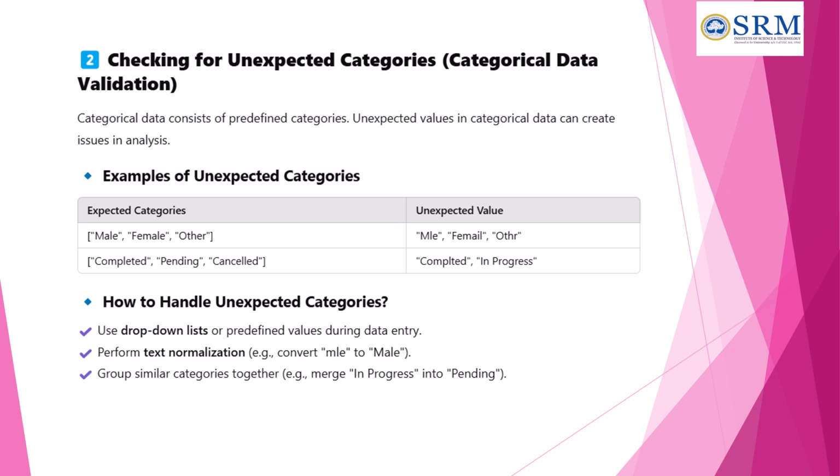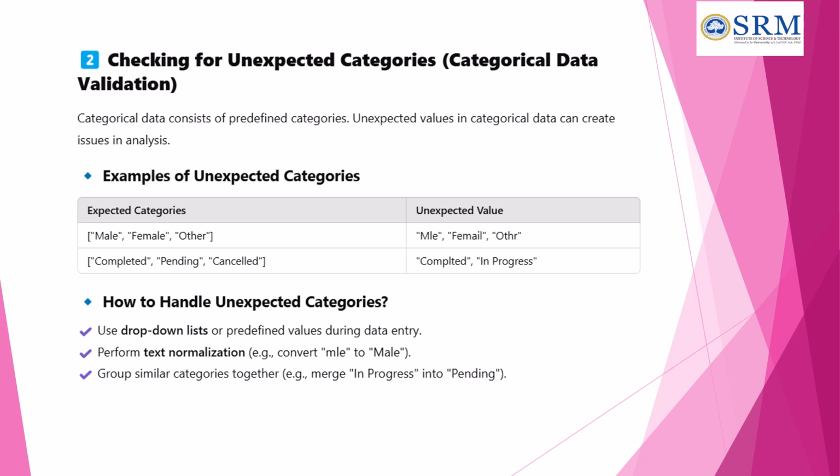Categorical data is made up of specific groups or categories, like gender being male, female, or other. Sometimes unexpected or misspelled values like MLE or FEMAIL appear, which can cause problems during analysis. For example, a status field might have categories like completed, pending, and cancel, but you might find values like COMPLTD or in progress that don't fit.